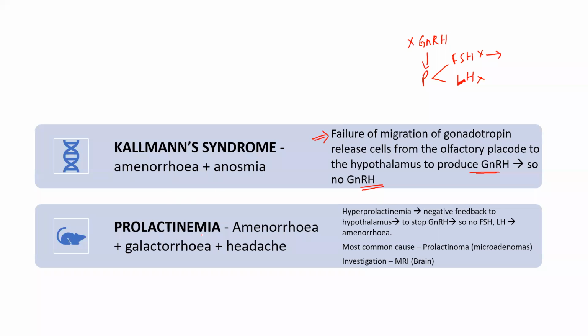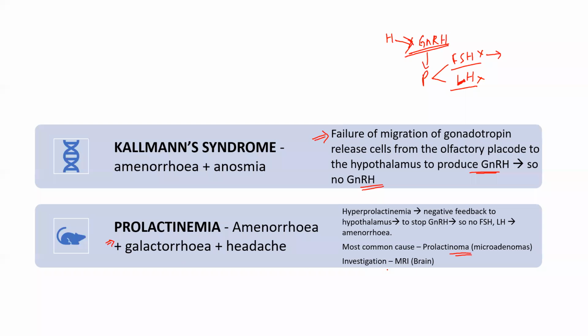Coming to the next one, prolactinemia. Prolactinemia will have amenorrhea, galactorrhea, and along with that, a headache. If hyperprolactinemia is there, there'll be a negative feedback mechanism to the hypothalamus. Remember, hypothalamus, a negative feedback mechanism. When there is a negative feedback mechanism, it will not secrete gonadotropin-releasing hormone. So no gonadotropin-releasing hormone, again no FSH and LH, and because of that, amenorrhea. The most common cause is prolactinoma. Remember, prolactinoma is the most common cause of prolactinemia.